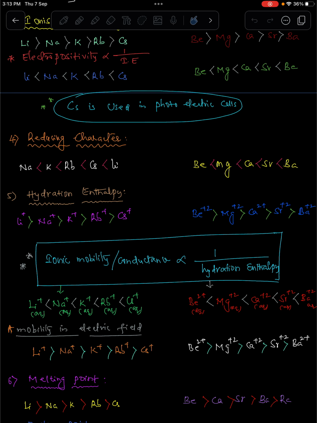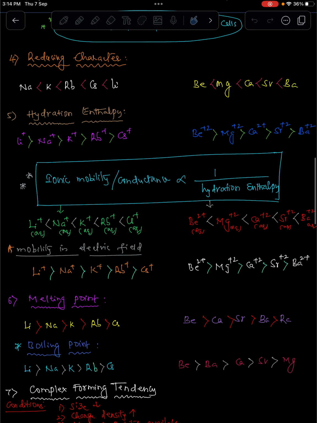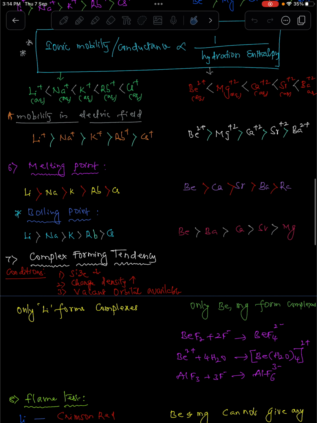In the second group elements also, I have given here, beryllium 2 plus is less than magnesium 2 plus, then calcium, then strontium, then barium. Next, mobility in electric field. So lithium is less than sodium, then potassium, then rubidium, then cesium. In 2A group elements, Be 2 plus, then Mg 2 plus, then Ca 2 plus, Sr 2 plus, Ba 2 plus.